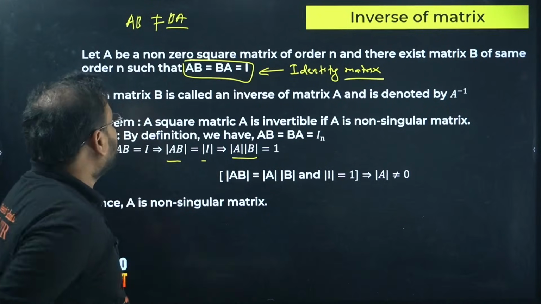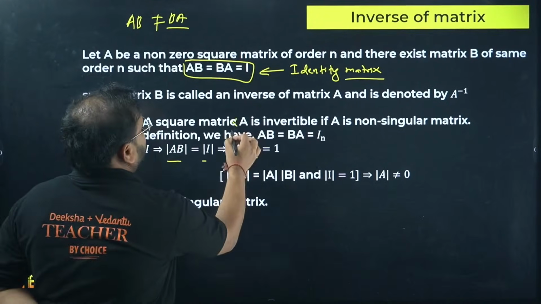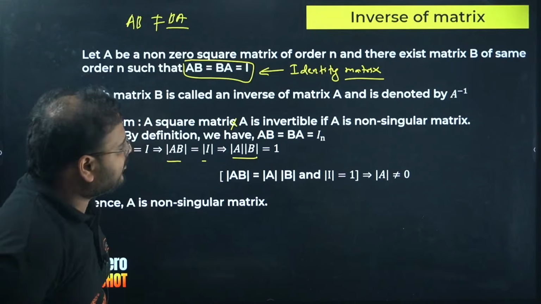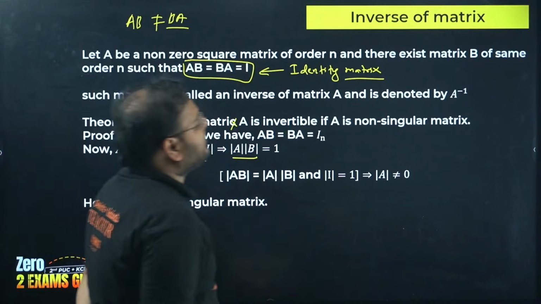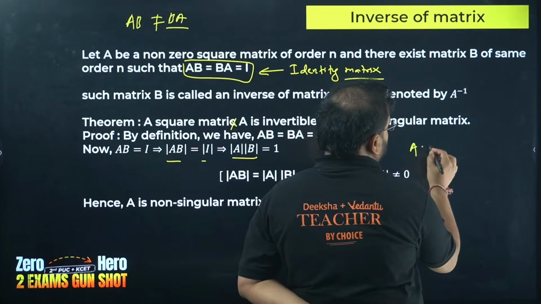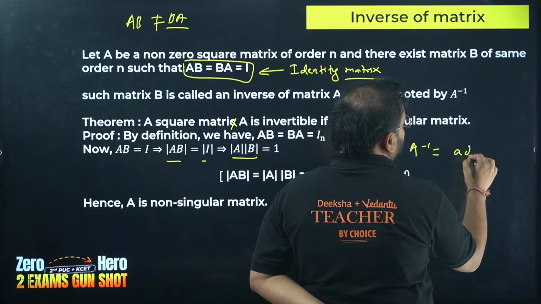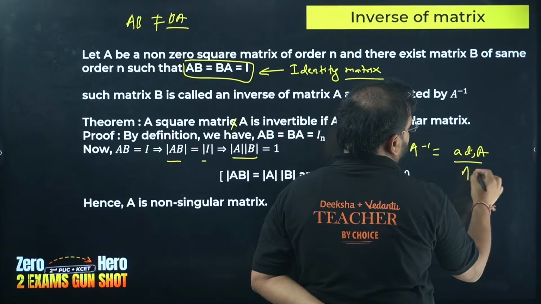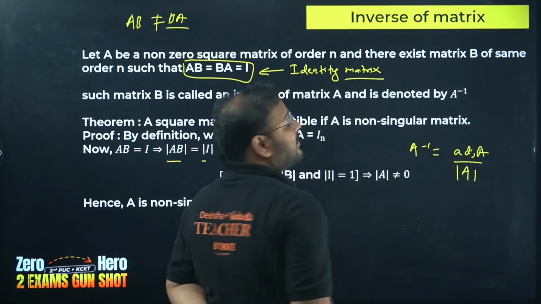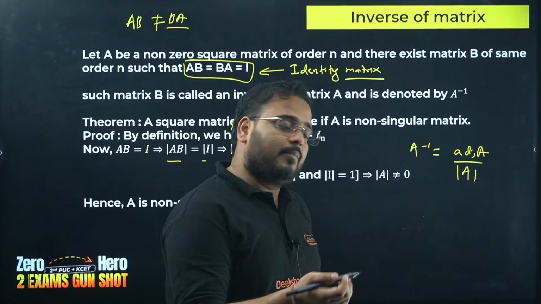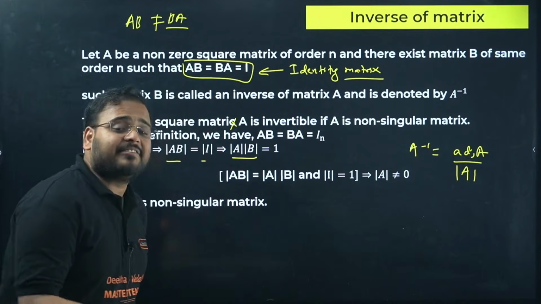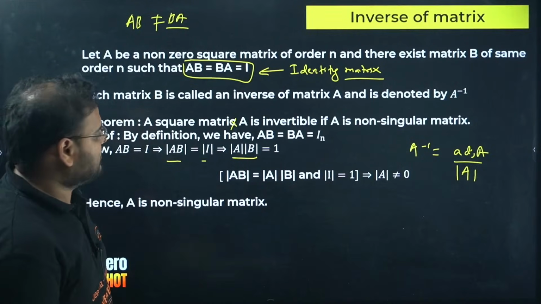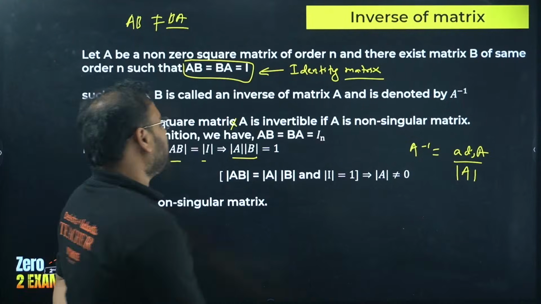A square matrix A is invertible if A is a non-singular matrix, of course, because the inverse is actually given by the adjoint of A upon the determinant of A. If it is singular in nature, then it will become divided by 0, so undefined cases or inconsistent cases will arise. This has to be a non-zero value.